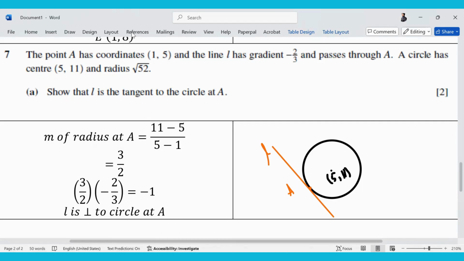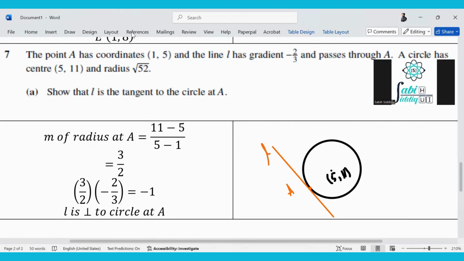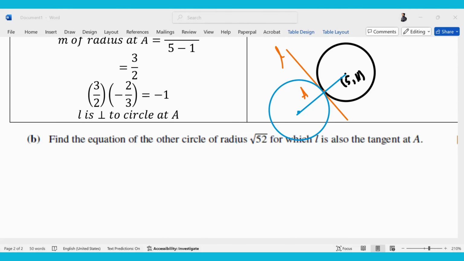I am explaining, first read the question. So this is just one part. Once the question tells me the equation of the other circle whose radius is √52 and line L is a tangent to that circle at A, that means a circle of the same size as the previous circle, and tangent at A as well. So where will that circle be? That circle will be over here. And the midpoint of the two centers will be A.